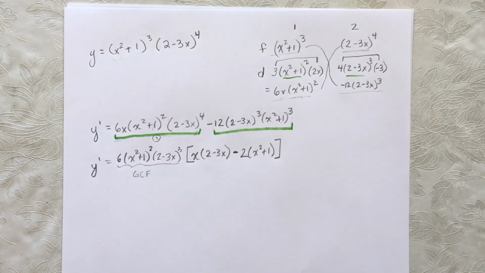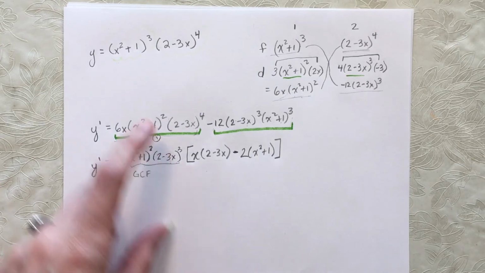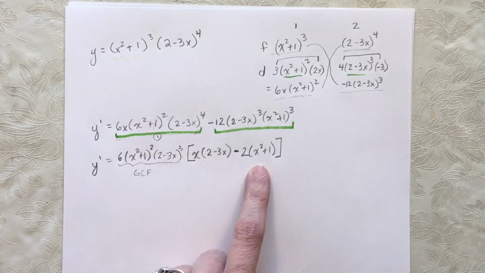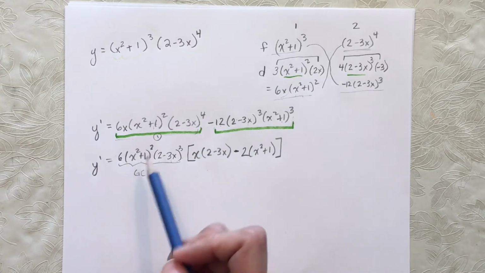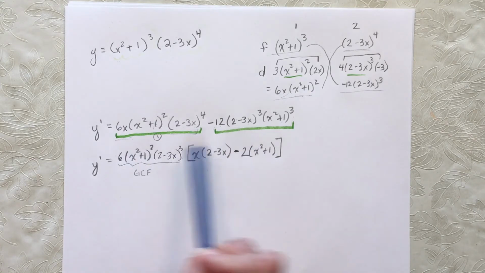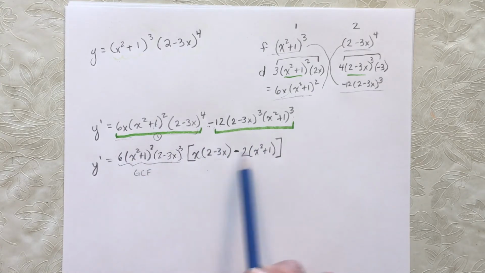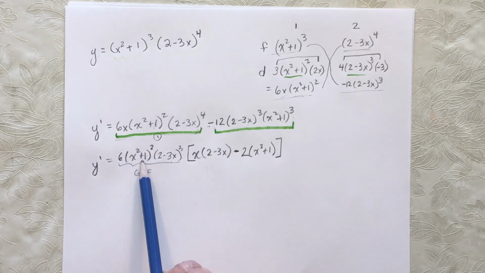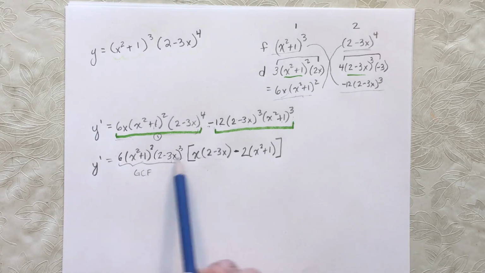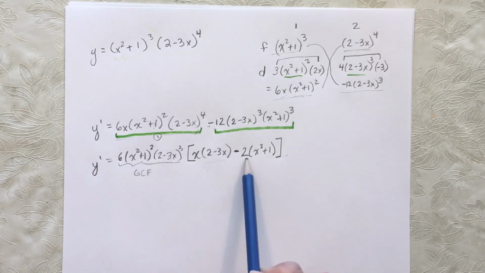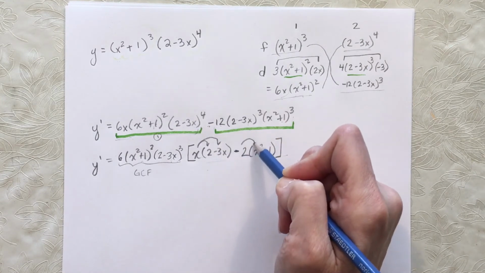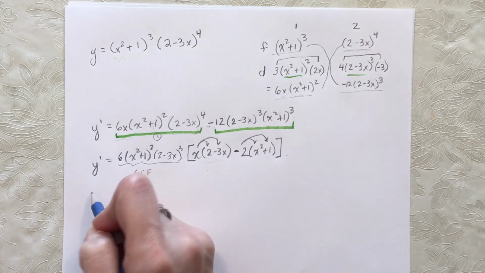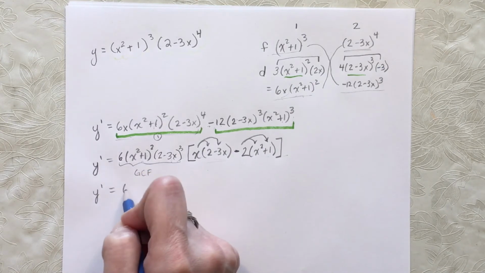And now I've common factored. I've taken the greatest common factor and divided it by each big chunk to get this part in the brackets. So I'm on my road to simplified factored form because now these two big chunks that we were subtracting, now everything's multiplying. I've got 6 times x squared plus 1 squared times 2 minus 3x cubed multiplying by this big bracket. But what I want to do then is simplify this bracket and see if it can be factored, to get the whole thing in simplified factored form.